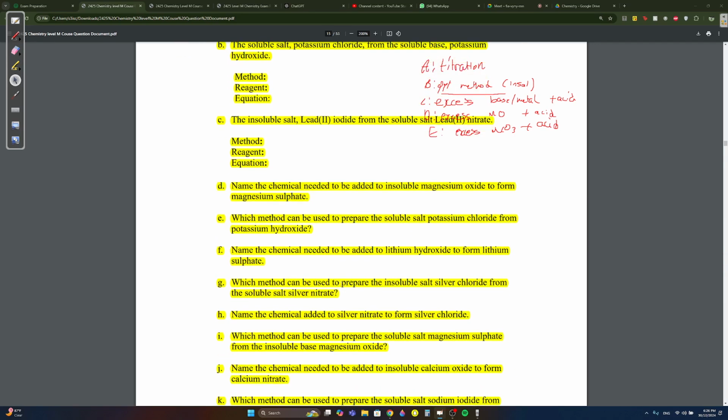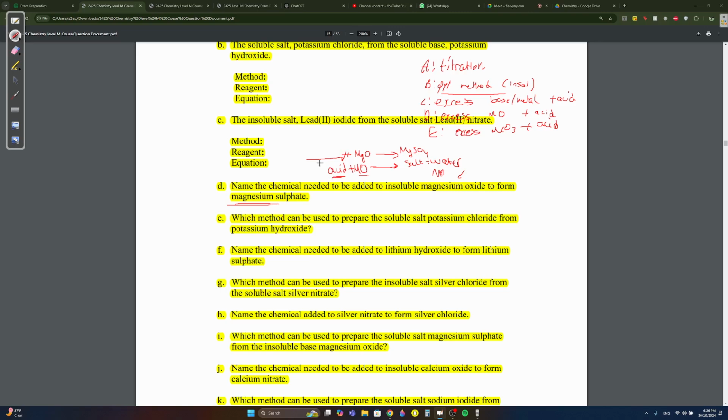Okay. Name the chemical needed to be added to magnesium oxide to form magnesium sulfate. Okay, magnesium oxide, you need to add something to get magnesium sulfate. Magnesium oxide is a metal oxide. You're getting a salt, right? Always acid plus metal oxide to produce salt and water, right? Okay, we need to add an acid. What's my metal oxide? It's MgO. What am I saying? It's just MgO. Okay. And what are we getting? Magnesium sulfate, MgSO4.